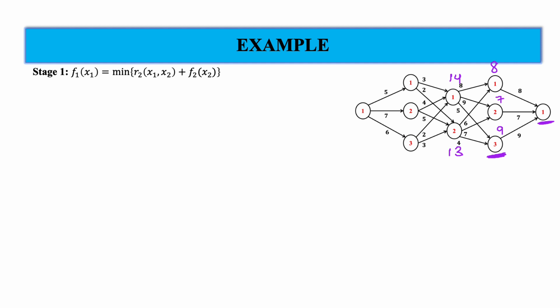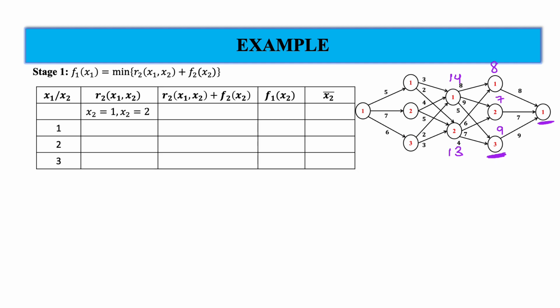Okay, so again we will make the table. We have 3 nodes in stage 1 and 2 nodes in stage 2. With respect to that, what are the arc lengths? 3 and 2. Then for 2 it is 4 and 5. Here it is 2 and 3. So write those arc values here again.